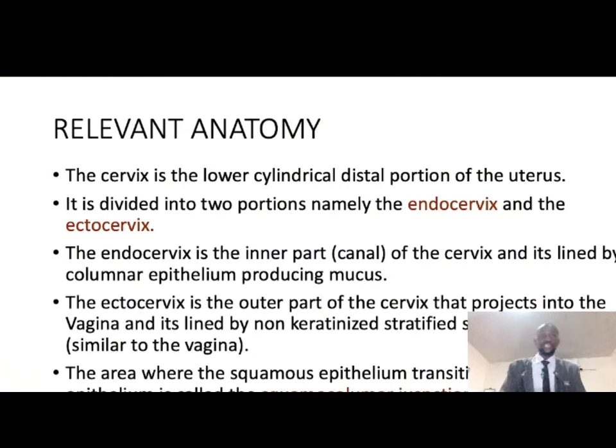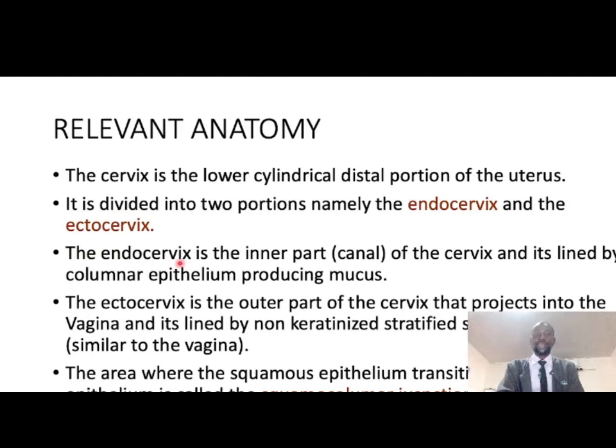So what is this cervix that we're talking about? The cervix is the lower cylindrical distal portion of the uterus. It is divided into two portions, named the endocervix and the ectocervix. This organ is found in females.